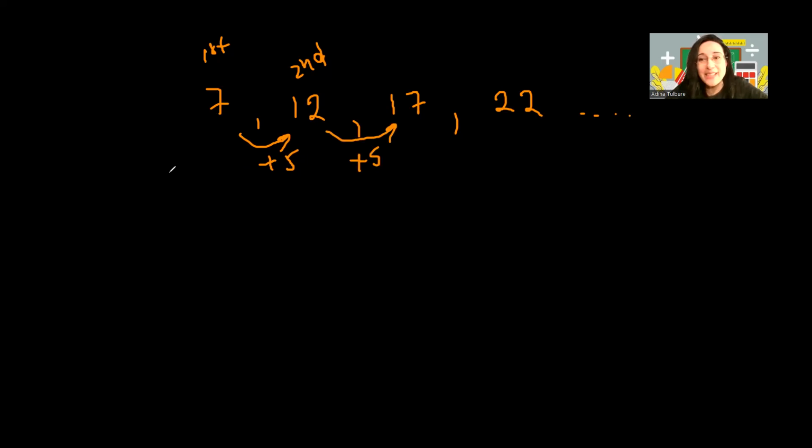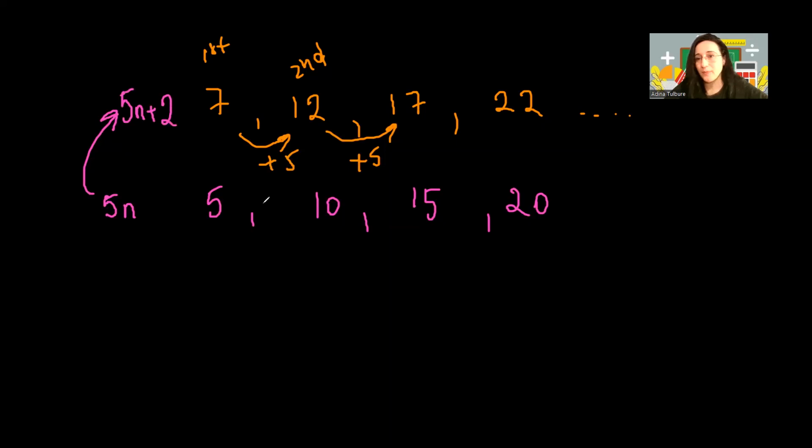This is related to 5n. Then, okay, let's put the 5n sequence down. So this is our 5n sequence. 5, 10, 15, 20, and so on. And from 5n, what do I do? How did I shift the 5n sequence to get to 7, 12, 17, 22? I just added 2. So this one here will be 5n plus 2.